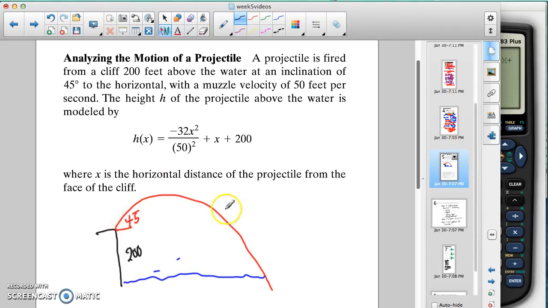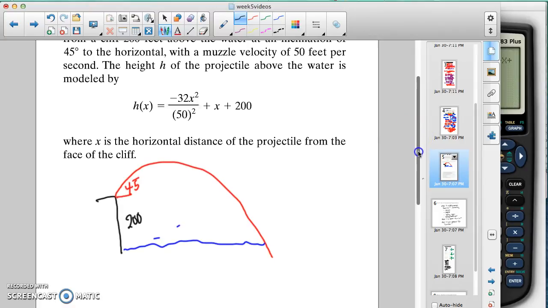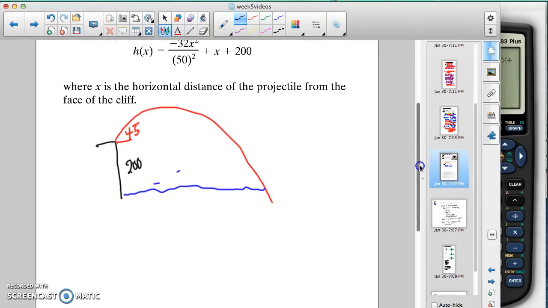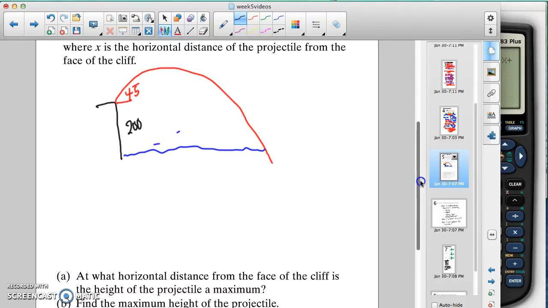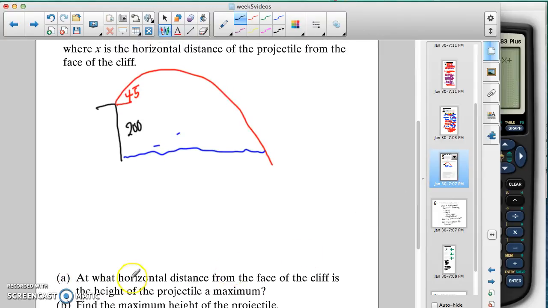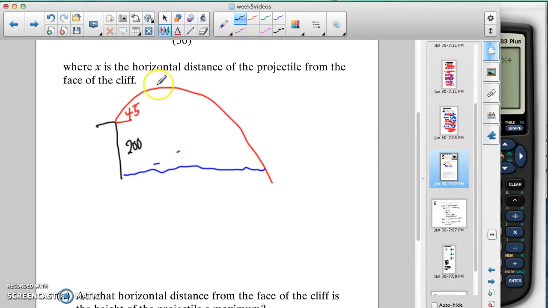It's going to go up into the air and then back down. So this is a quadratic model. It follows the path of a parabola. So we're going to use this model to answer some questions. All right, so our first question is, at what horizontal distance from the face of the cliff is the height of the projectile a maximum? So what we're doing here is we're looking for this value up here that's a maximum value.